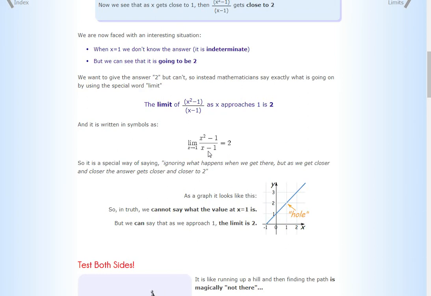Now below that on your sheet, it says, what does this mean in words? So in words is what we discussed up here. That's what I want you to write down. What this means is the limit of x squared minus 1 over x minus 1 as x approaches 1 is 2.